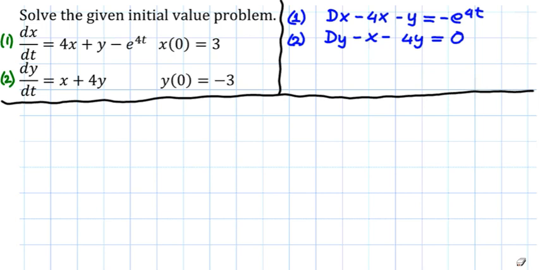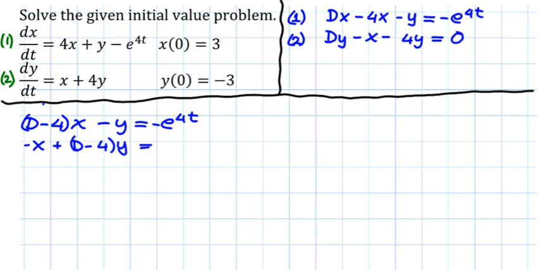What we do next is we're going to simplify. Let's factor x out from the top equation. We have d minus 4 times x minus y equal to negative e to the 4t. And the second equation, put negative x in front, and then d minus 4 times y equal to 0.